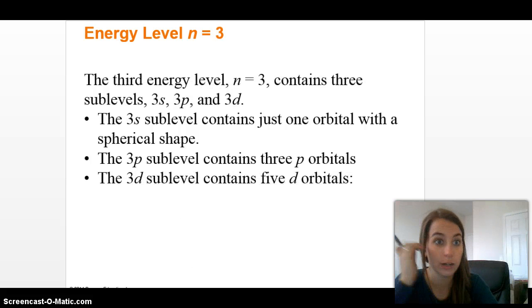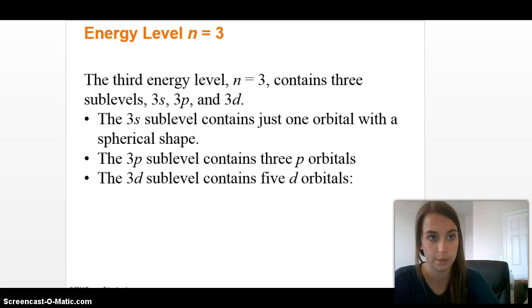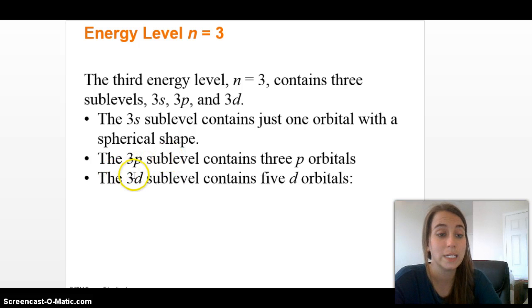So now we're moving into energy level 3. Energy level 3 has 3 sublevels, s, p, d. 3s, 3p, 3d. 3s has just a sphere, because all the s's are always spheres. 3p has those 3p orbitals. 3d has 5 orbitals. You will not be responsible for knowing the shape of the 5d orbital, but just know that there's 5 of them.